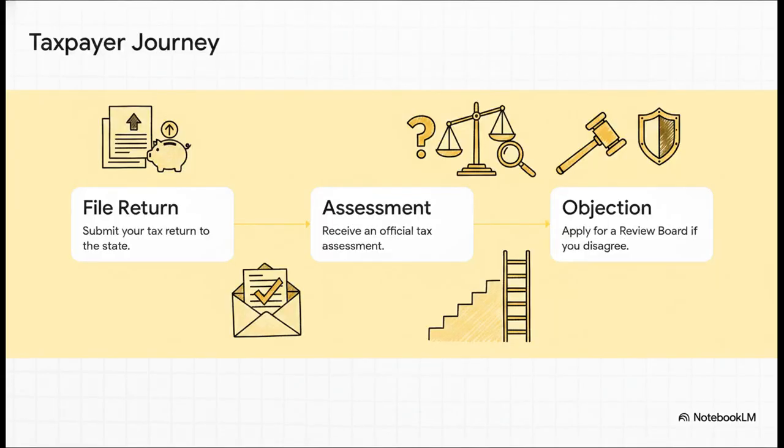And once you have your TPN, you enter the legal life cycle mapped out in these chapters. Step 1, you file your tax return, which is detailed in Chapter 13. Step 2, also in Chapter 13, you receive an assessment. Now, this could be a self-assessment or a default assessment from the state. But what if you disagree with their numbers? Well, Step 3, Chapter 15 gives you a formal, structured path to file a notice of objection or even apply to a review board. So there's a clear, step-by-step ladder ensuring transparency at every single stage.